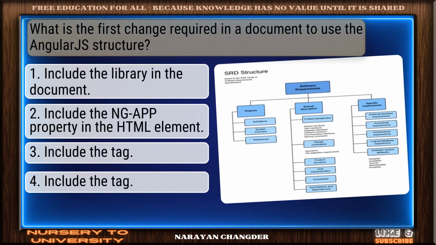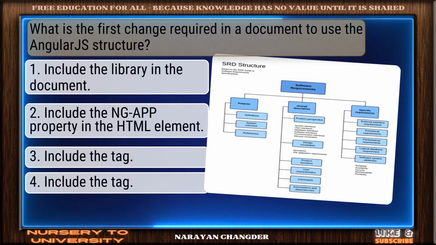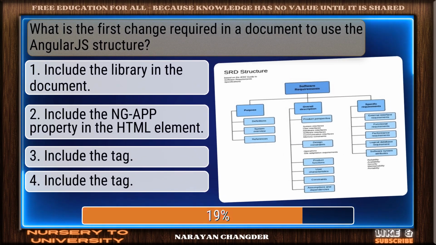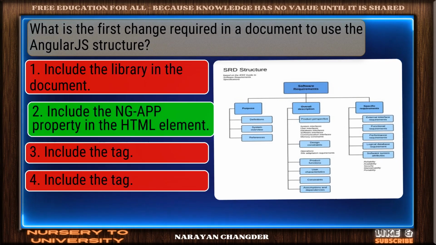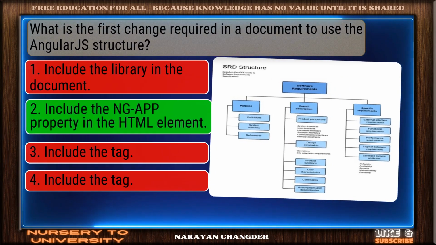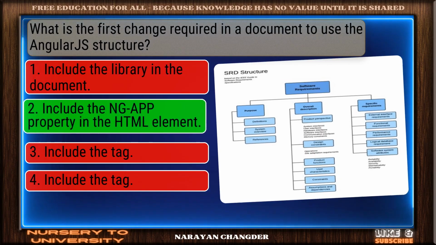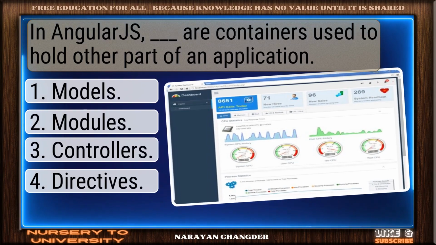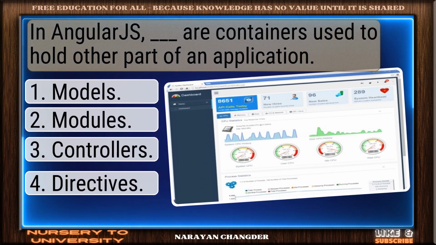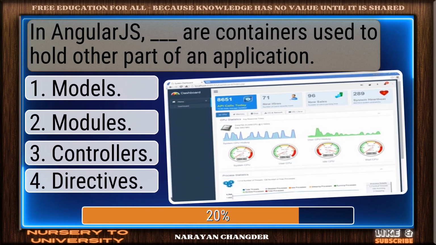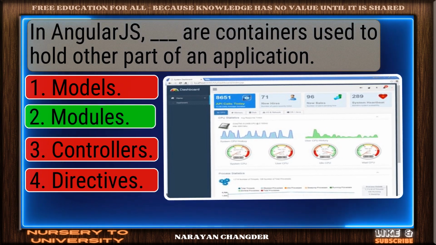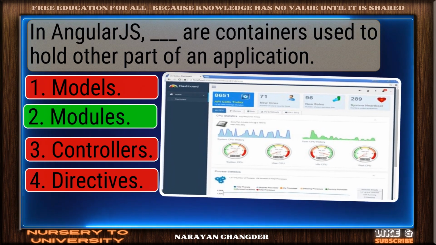Question number 11. What is the first change required in a document to use the Angularjs structure? Smart pick. Include the ng-app property in the HTML element is the correct choice. Question number 12. In Angularjs, dash are containers used to hold other parts of an application. Smart move. Modules is an accurate answer.